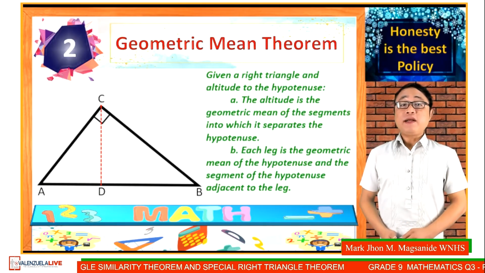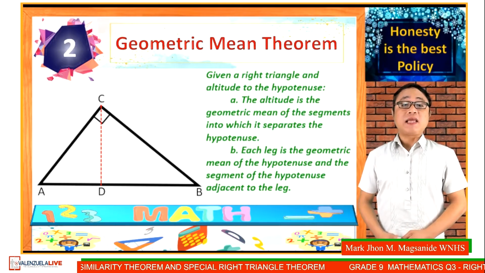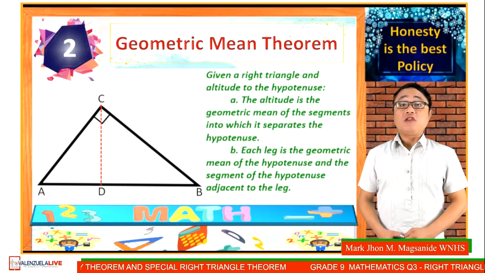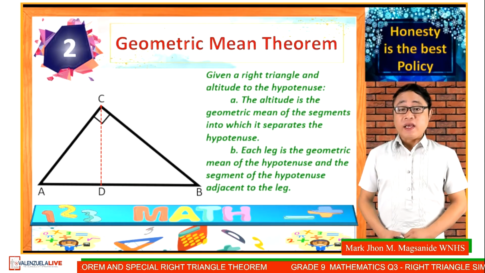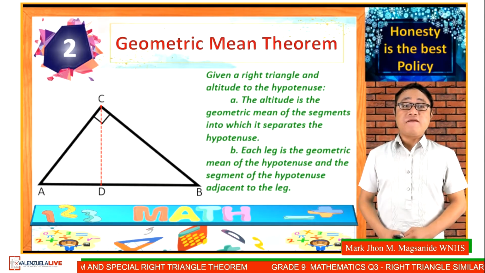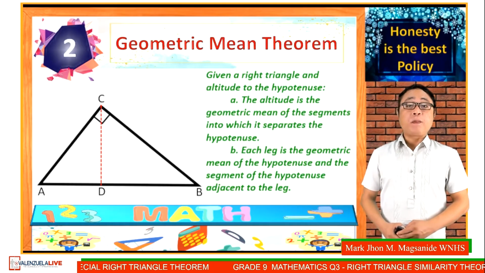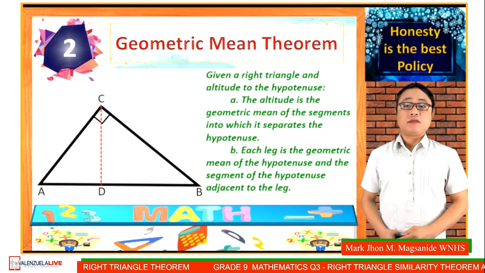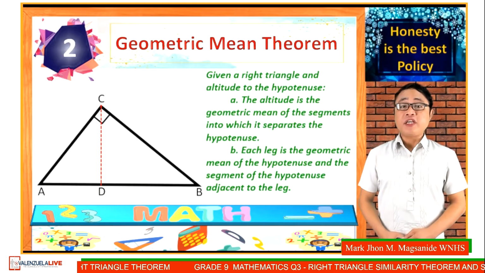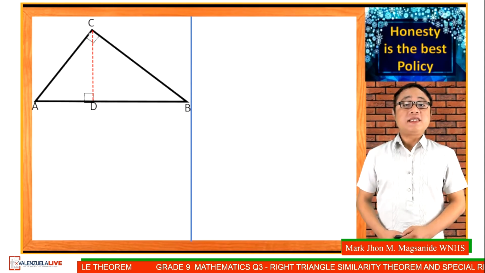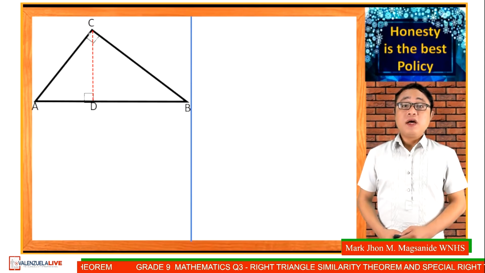The geometric mean is a special type of getting the average. It is done by multiplying all the numbers in a given set of data and then taking its positive nth root. To see its illustration, given triangle ACB and CD is an altitude.